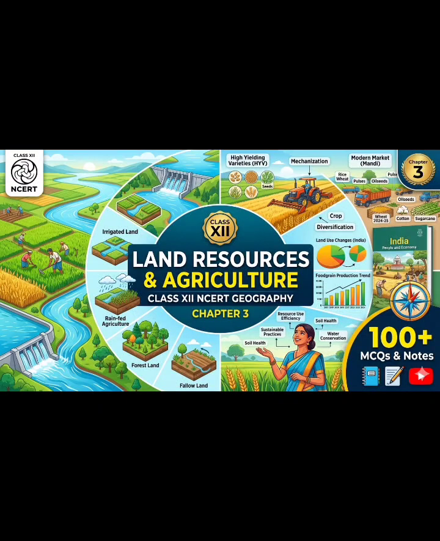Next point is jute. Jute is used for making coarse cloth, bags, sacks and decorative items. It is a cash crop in West Bengal and adjoining eastern parts of the country. India lost large jute growing areas to East Pakistan or Bangladesh during partition. At present, India produces about 3/5 of jute production of the world.